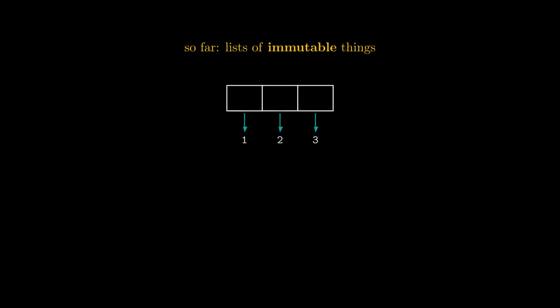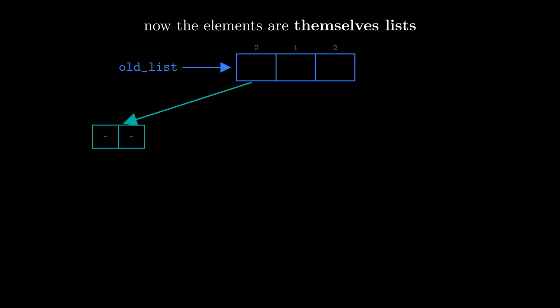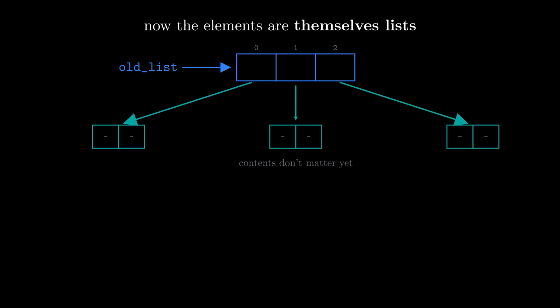Every list so far has held strings, integers, other immutable things. Now let the elements themselves be mutable. Take old list, 3 elements, and each element is another list. What those inner lists hold does not matter yet. What matters is that the top level holds exactly 3 things.